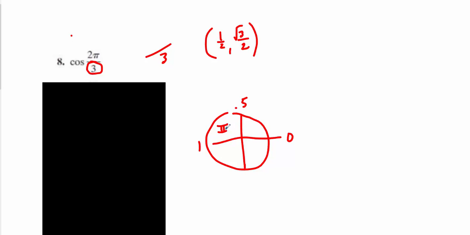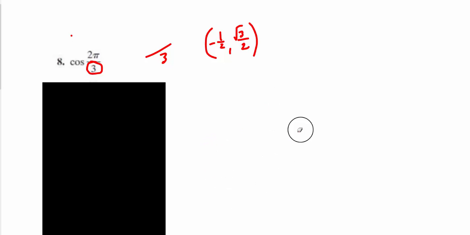So I know it has to be in quadrant 2. Well, I know in quadrant 2, the x is negative. So there we go. We have that without even really looking at all of the values of the unit circle. I know that the cosine here is simply the x-coordinate, or -1/2 would be the answer for that one.